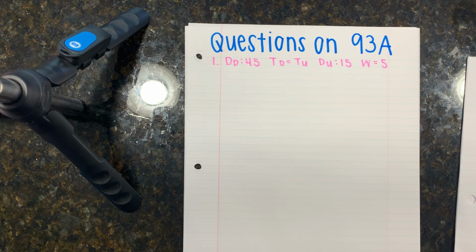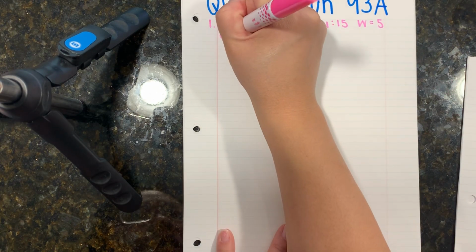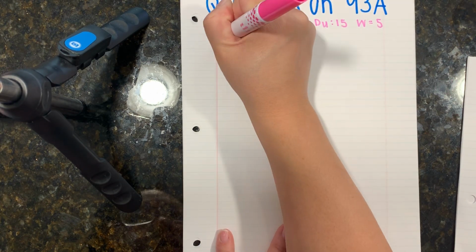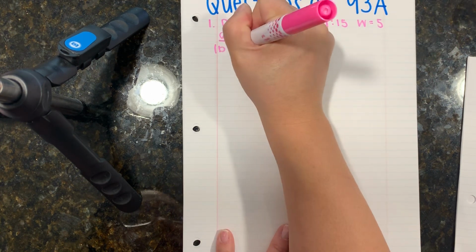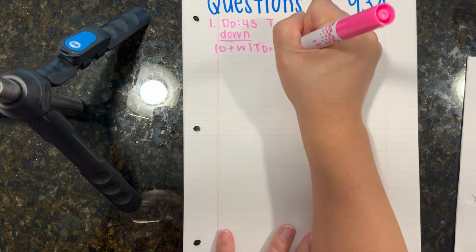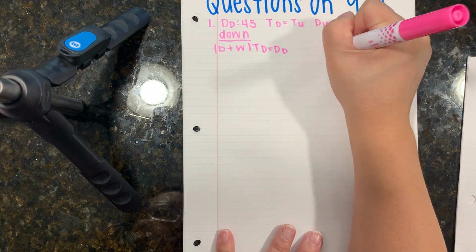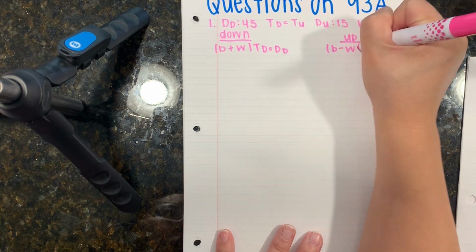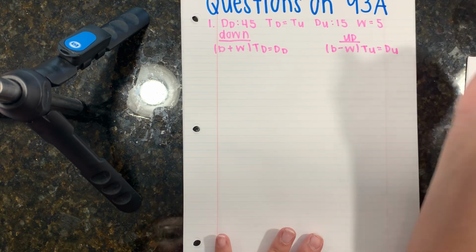Now we should have two formulas here. We have the downstream equation and the upstream equation. So the downstream equation, you start with B plus W times TD equals DD. And for my upstream equation, you're going to have B minus W times TU equals DU.